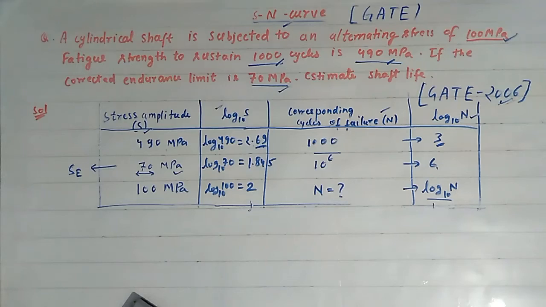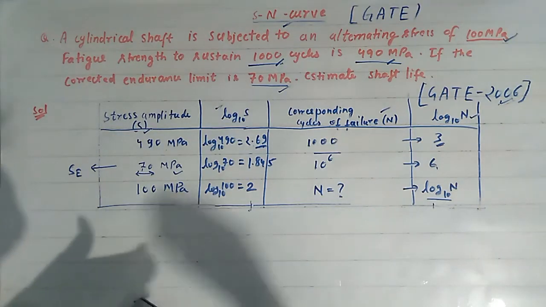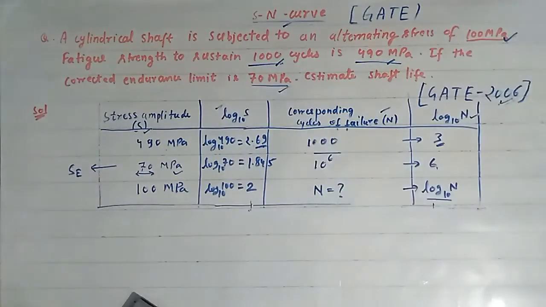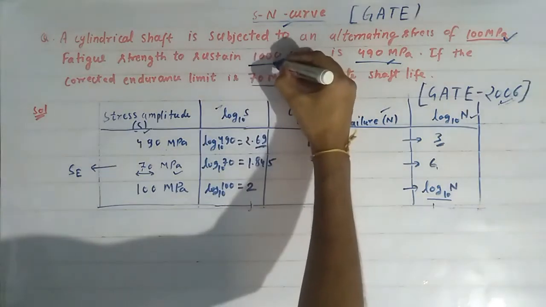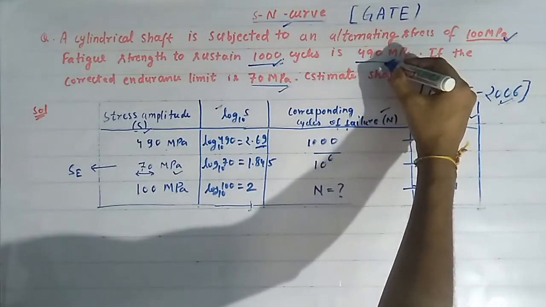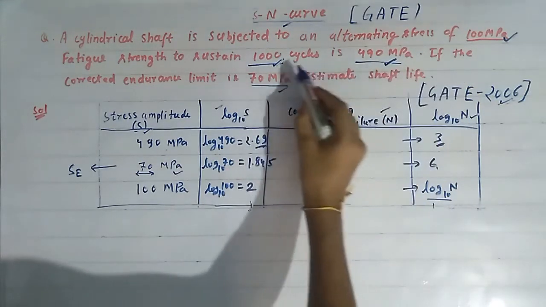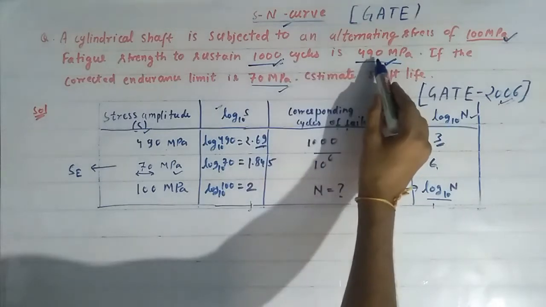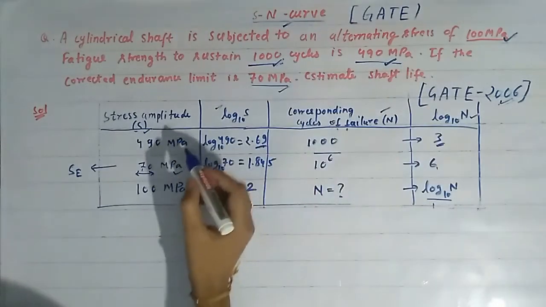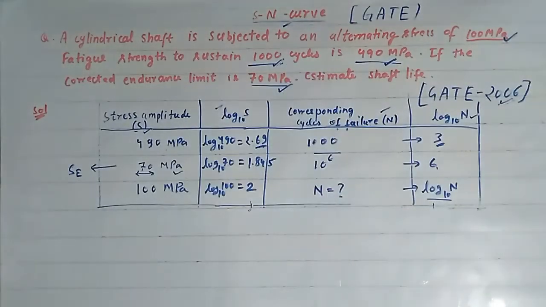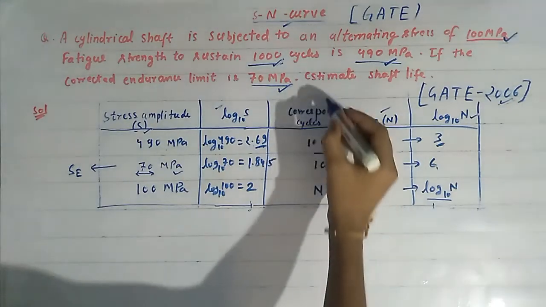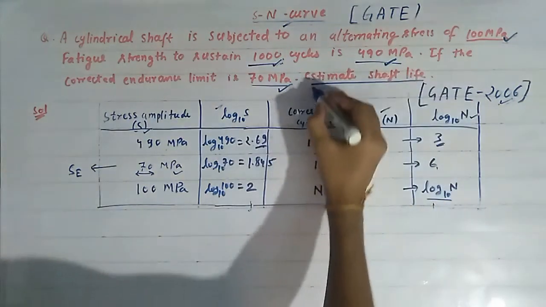The alternating stress acting on the component is given as 100 megapascal, and the fatigue strength to sustain 10 raised to power 3 cycles is 490 megapascal. That is, the stress corresponding to 10 raised to power 3 cycles is 490 megapascal, and the corrected endurance limit is 70 megapascal, and we have to estimate the shaft life. So this is the data that is given to us.